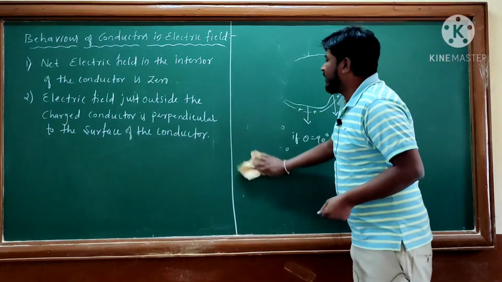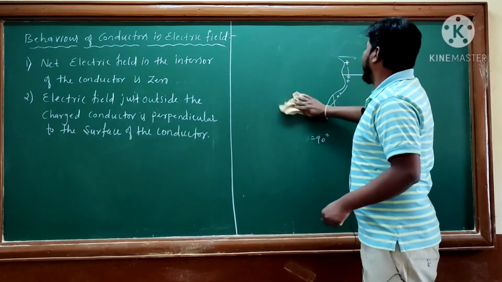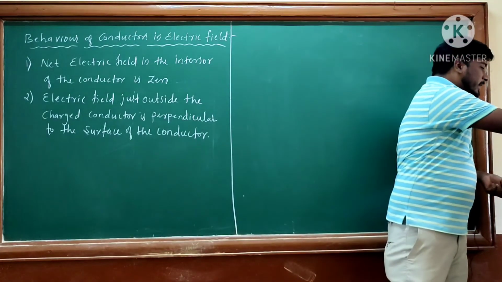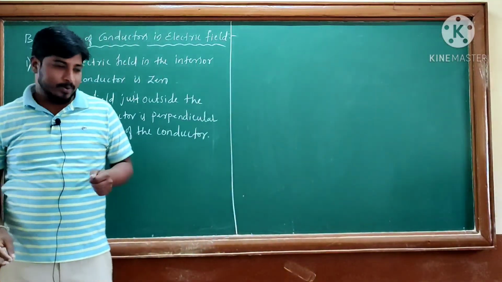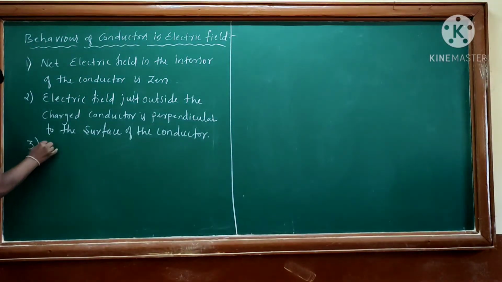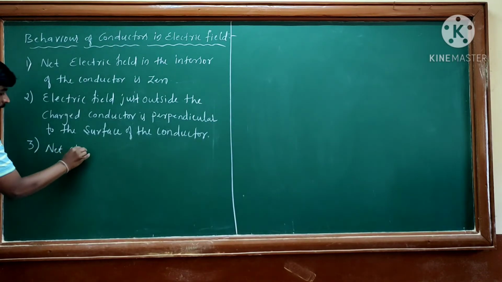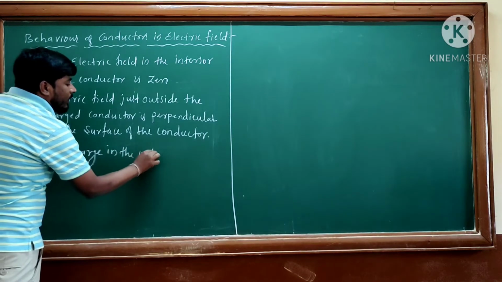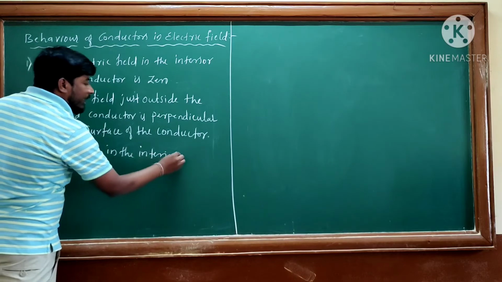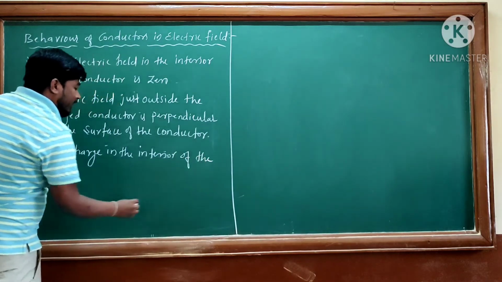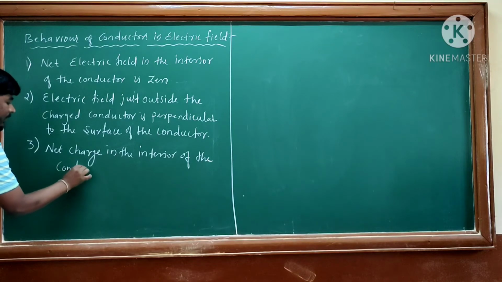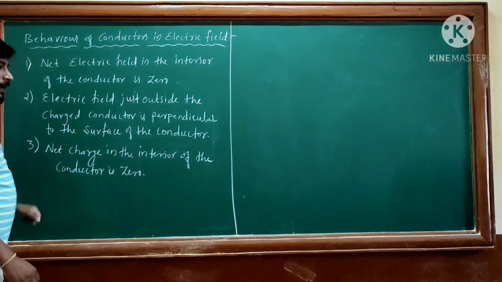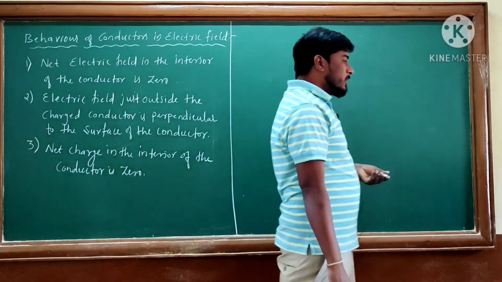Right. Then the third one, you say that the net charge in the interior of the conductor is 0. Third one I will write here: net charge in the interior of the conductor is 0. It means what?